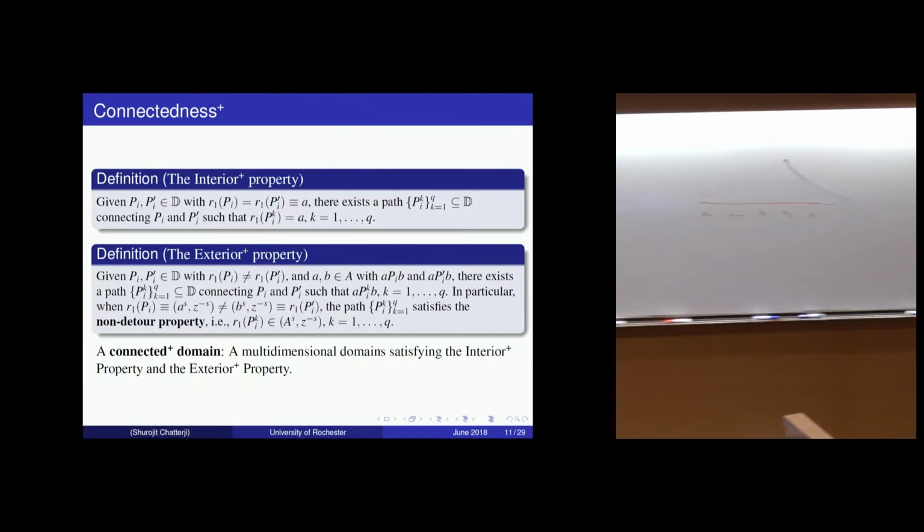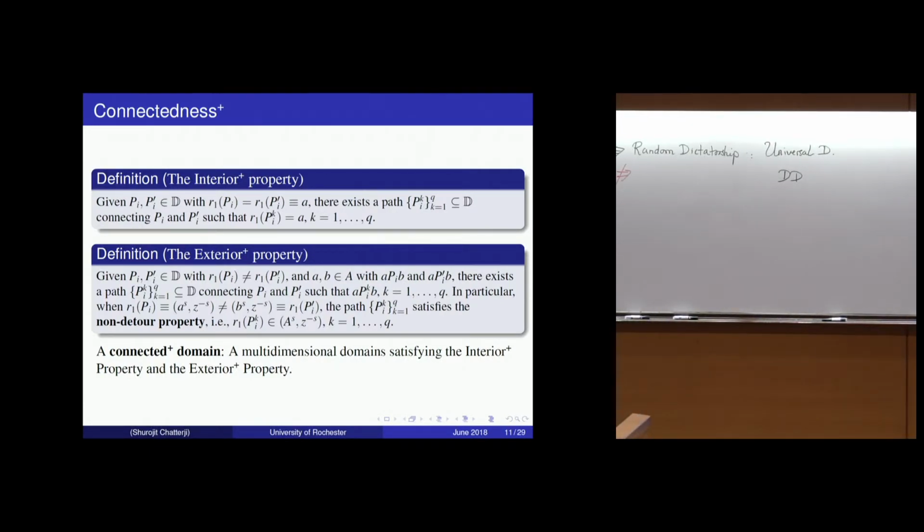Furthermore, when the two peaks are similar, recall similar means that they disagree on exactly one component, then the entire path also has the same structure. So this is called the non-detour property. Again, without these, it's possible to state results, but it gets very, very cumbersome. So we use these two definitions.